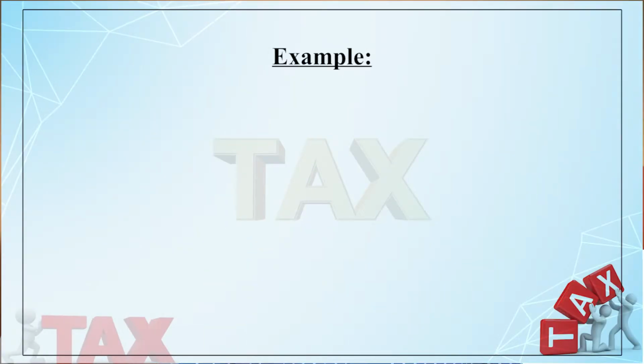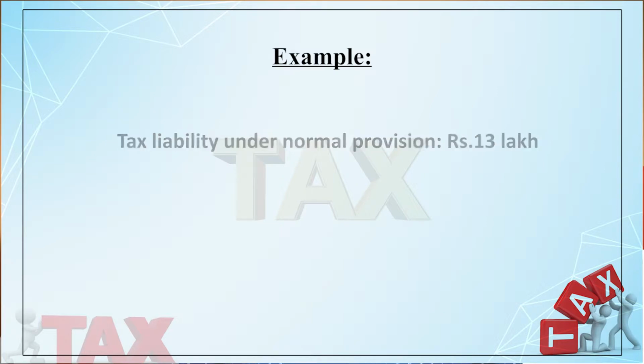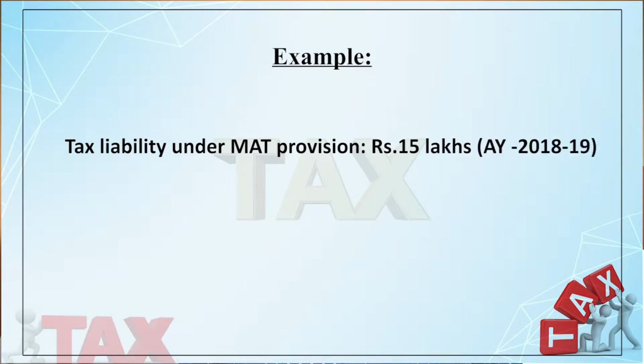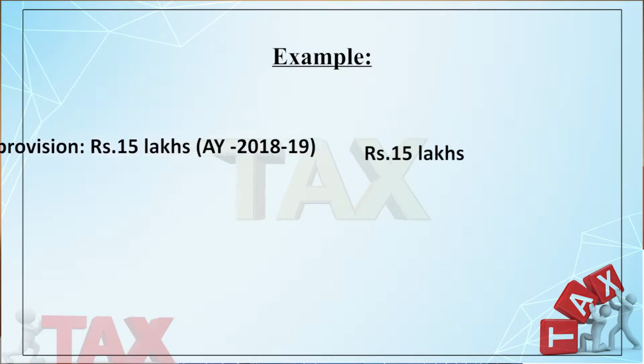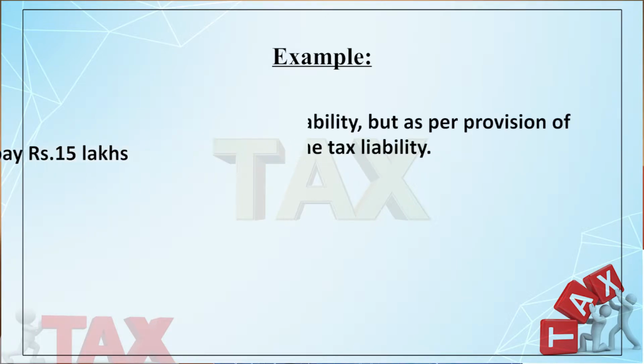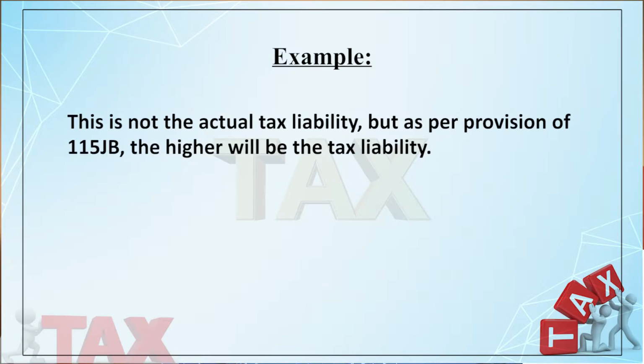Let us take an example. Suppose the tax liability under normal provision comes to rupees 13 lakhs and tax liability under MAT provision comes to 15 lakhs for the assessment year 2018-19. So, as per provision, the company is to pay rupees 15 lakhs because the tax liability under MAT provision is higher than that of normal provision. So, the company is compulsorily to pay rupees 15 lakhs for the assessment year 2018-19. It is clearly mentioned in section 115JB.